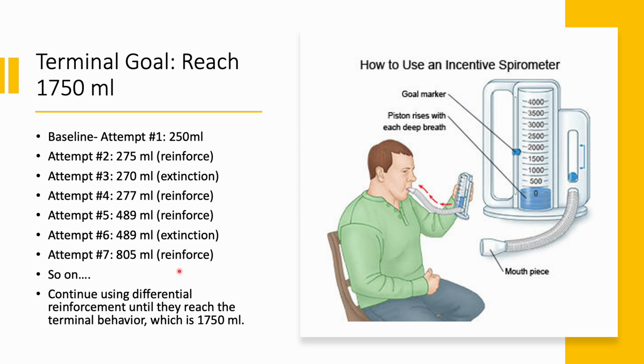So you continue to do this using the procedure of differential reinforcement, where you reinforce the greater successive approximations until eventually Johnny can reach 1,750 ml. Okay, and just like in this example, this is how we teach different complex skills.